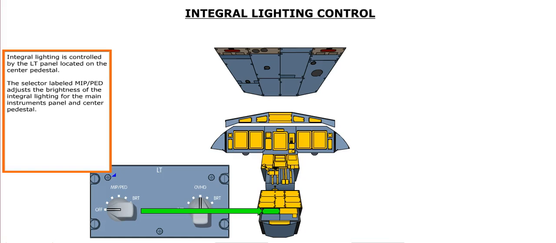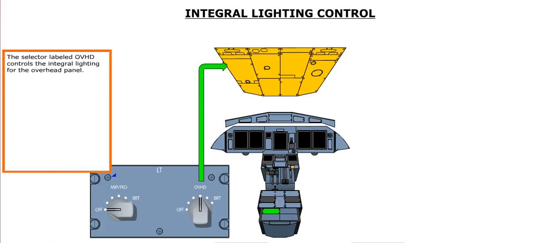Integral lighting is controlled by the light panel, located on the center pedestal. The selector labeled MIPPED adjusts the brightness of the integral lighting for the main instruments panel and center pedestal. The selector labeled overhead controls the integral lighting for the overhead panel.